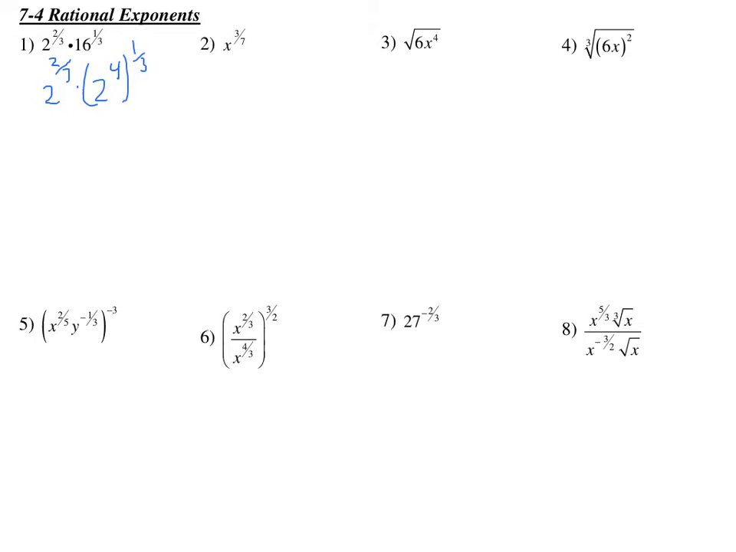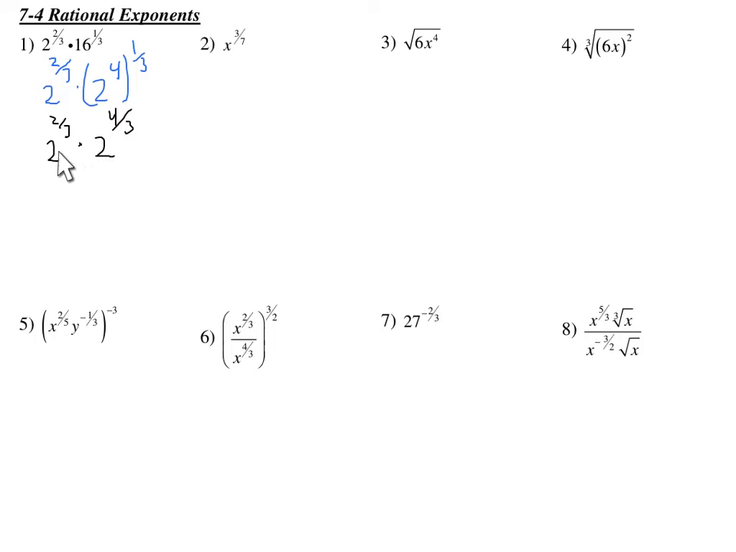Now the bases are the same, and when you take a power to a power, hopefully you realize you're going to multiply the powers. So what I'm going to end up with is 2, again, to the 2/3, written over again, but this is going to be 2 to the 4/3, because 4 times 1/3 is 4/3.